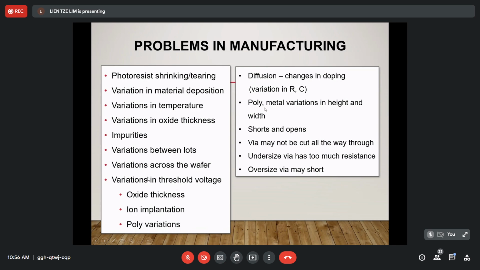And polymetals: variations in height and width, shorts and opens. Wire may not be cut all the way through, or undersized wire has too much resistance, or oversized wire may be short. So all these are problems, maybe technical problems, that could be faced during the manufacturing.